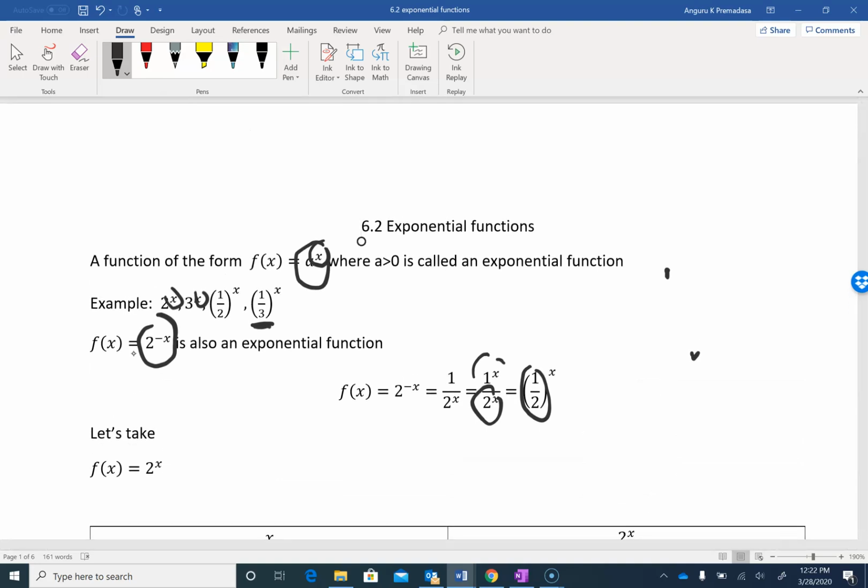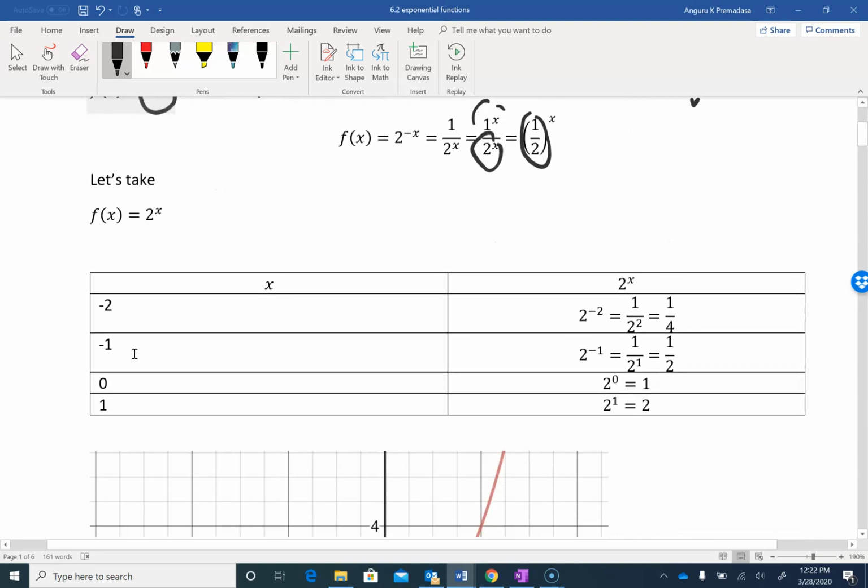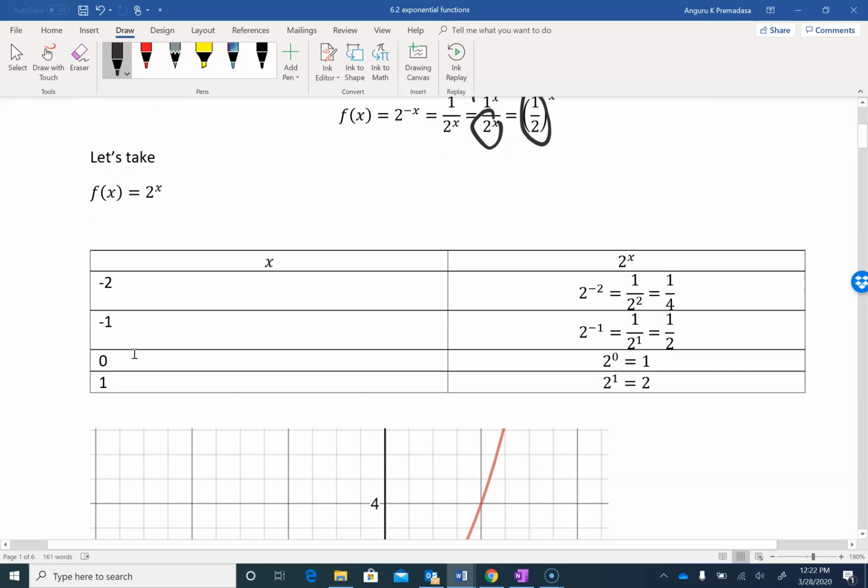So all these are exponential functions. The idea is it should be of the form a to the x, where the variable x is in the exponent. So now let's take f of x equals 2 to the x and let's try to get some points. If you put x equals negative 2, you go up to 2 to the x and plug in x equals negative 2, so you get 2 to the negative 2. That's 1 over 2 squared, which is 1/4. So at negative 2 it goes to 1/4.